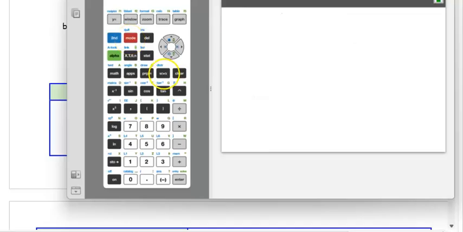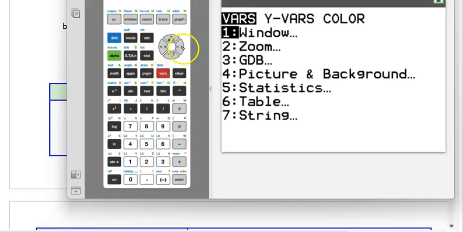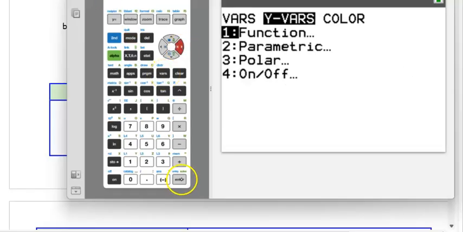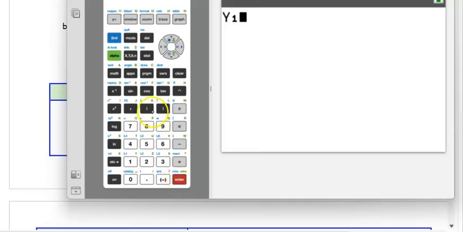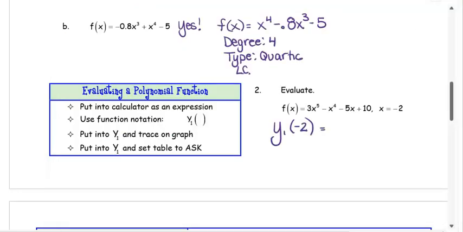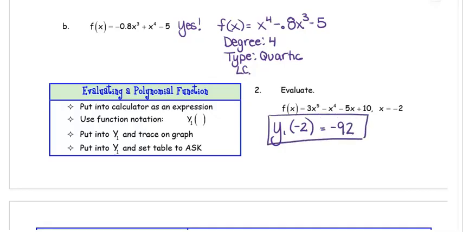of negative 2. So I'm going to click my variables key. I'm going over to y variables, getting function, and then into y1, and then I want of negative 2. And when I do that, I should see that I get a negative 92. This is us being able to go ahead and evaluate a function here.